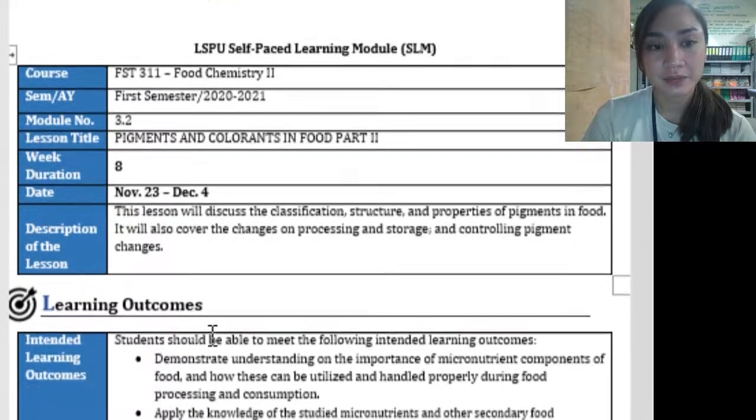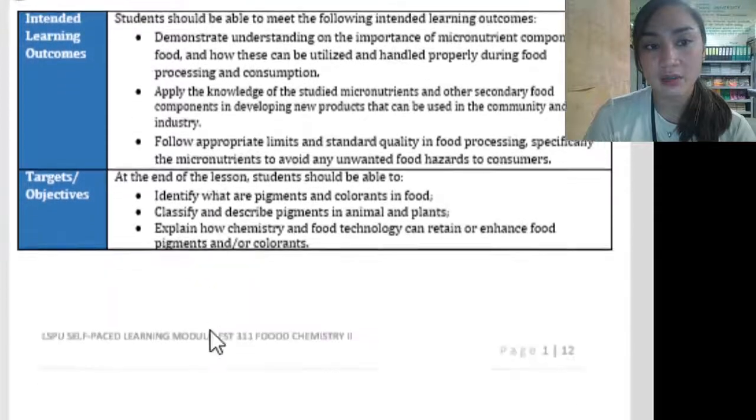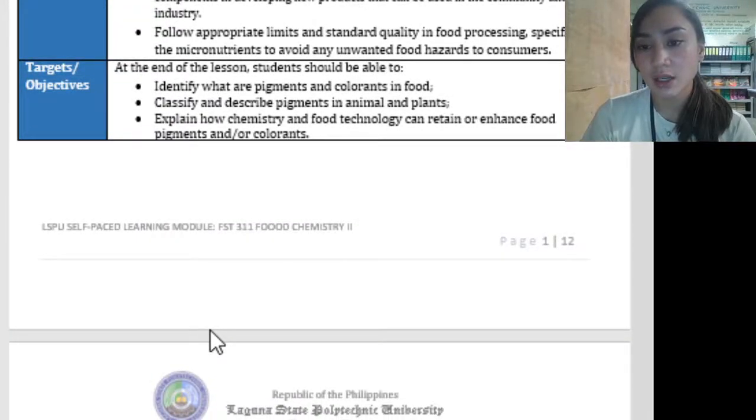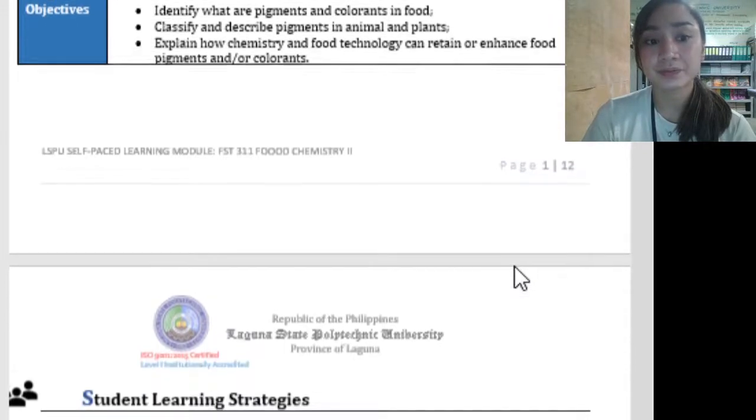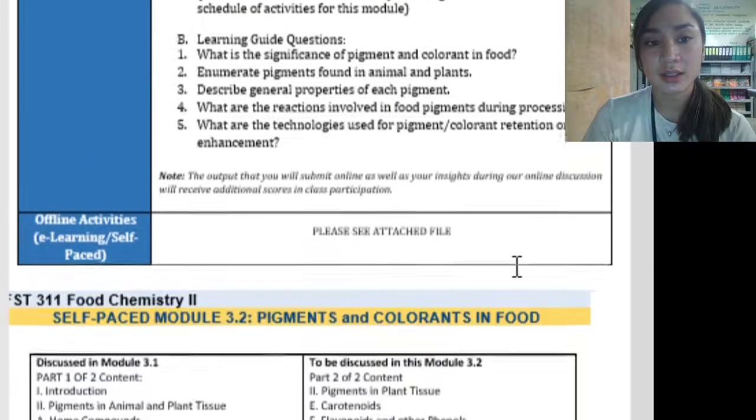So let's start. These are your learning outcomes and target objectives. Don't worry because this is already uploaded in our Google Classroom.